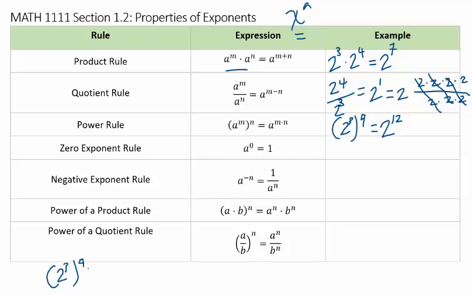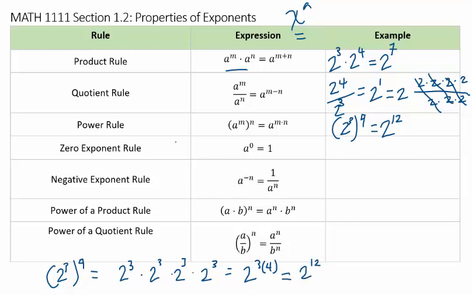Now the reason behind this property is we expand the expression. 2 to the third to the fourth is the same thing as writing 2 to the third 4 times. So 2 to the third times 2 to the third times 2 to the third times another 2 to the third. And then we use the product rule, which says to add those exponents together. So 2 to the 3 plus 3 plus 3 plus 3, or 3 times 4, which is 2 to the 12th.